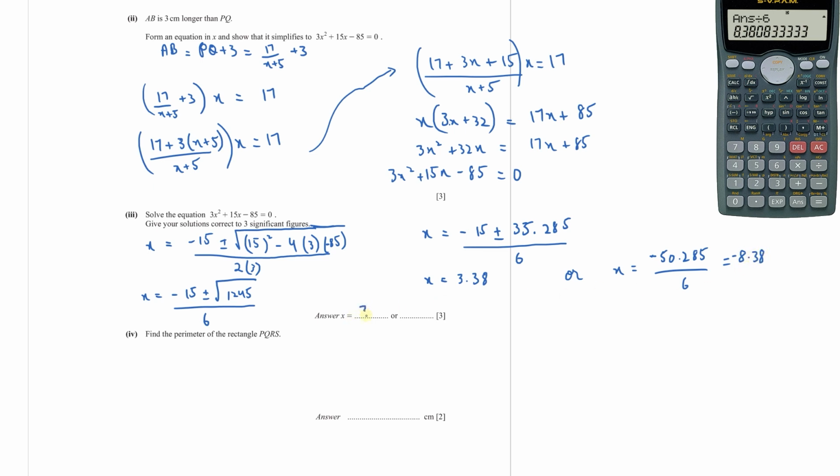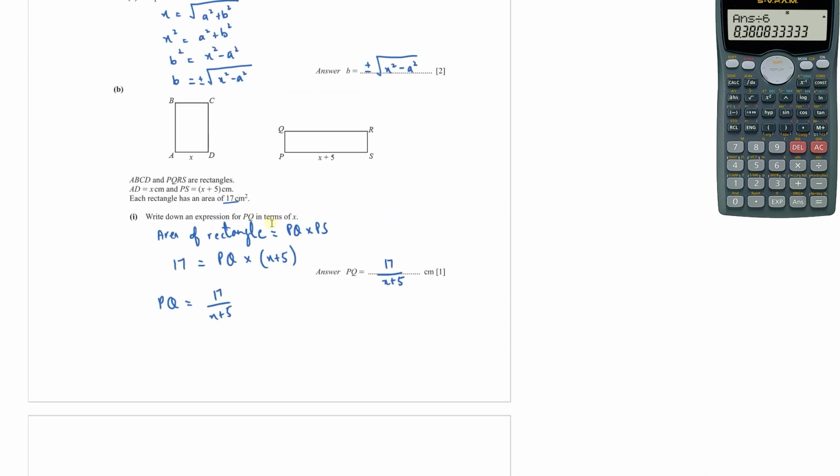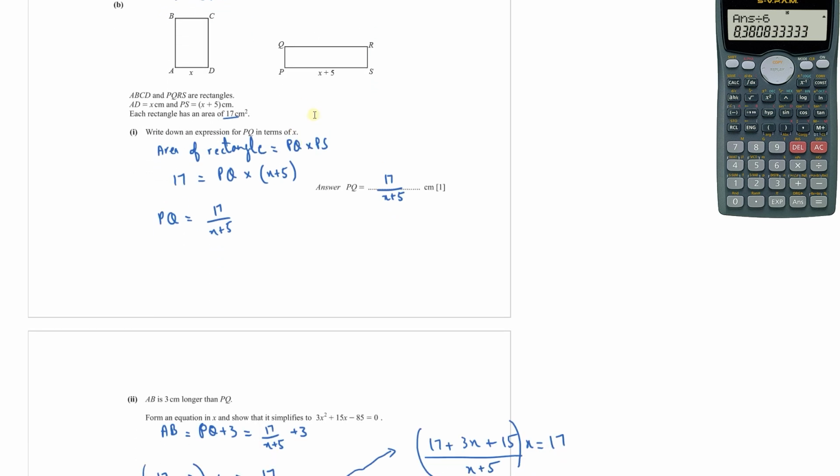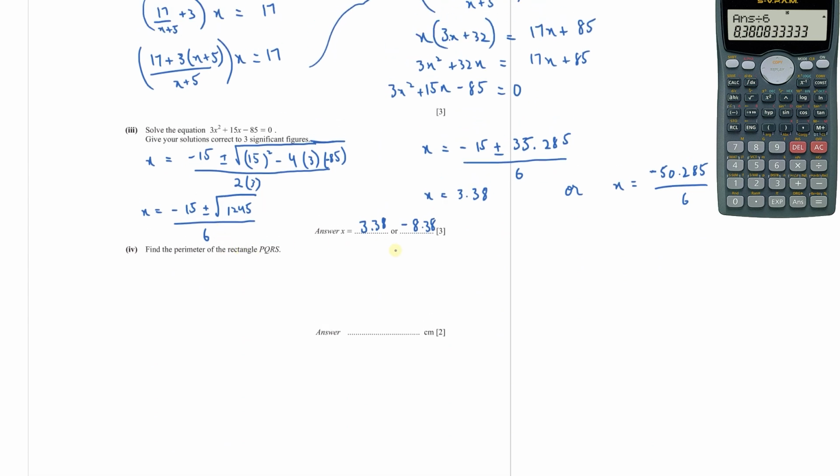So your answer will be 3.38 or negative 8.38. Part 4 is find the perimeter of the rectangle PQRS. So one side is x plus 5, the other side is 17 over x plus 5. Since the length of the side of a rectangle cannot be negative, your correct value of x that you will use is this one.